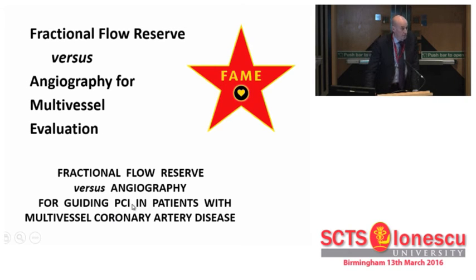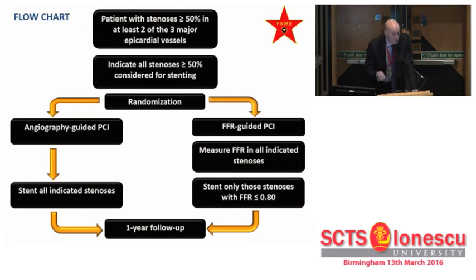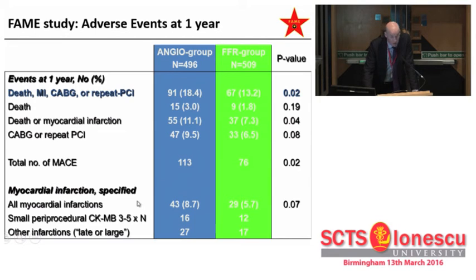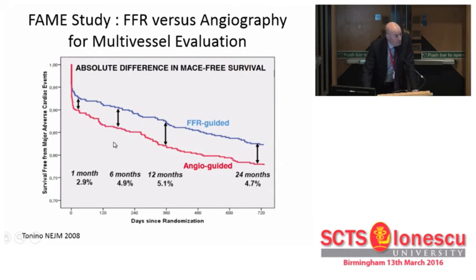And this led to the famed study, which was fractional flow reserve versus angiography, PCI in patients in multivessel coronary disease. 2 or 3 stenoses, so multivessel disease, either having their PCI guided by angiography alone, so the operator deciding whether the lesions were significant or not, or compared to by being guided by FFR. Initially 1-year follow-up. And from their results, there was a significant benefit to patients of being FFR guided in terms of death, heart attack, CABG or repeat PCI. And this actually was significant out to 2 years.